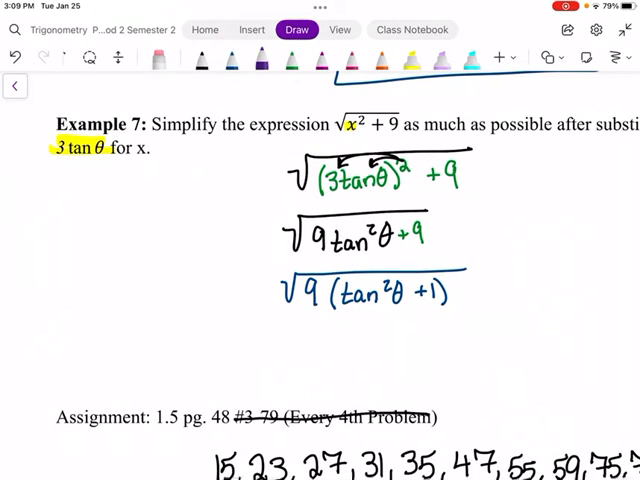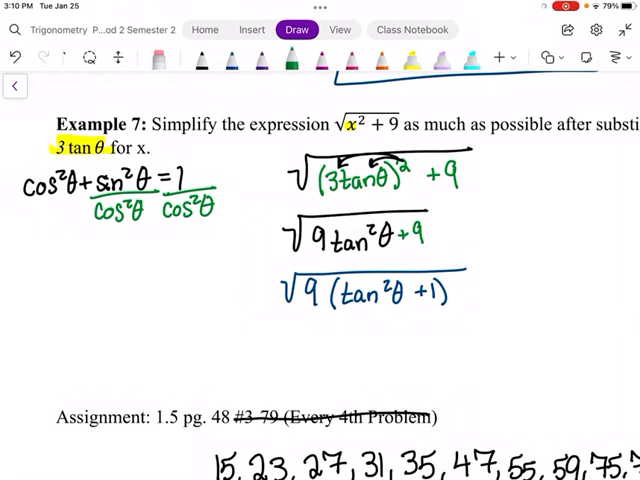Now, if you don't have the tangent squared Pythagorean identity memorized, that's okay. We can still get it from the Pythagorean identity of cosine squared theta plus sine squared theta equals 1. We know tangent is sine over cosine. So we have a sine here that we can divide by cosine squared to get tangent squared. If we divide that by cosine squared, we're also going to divide the rest of the equation by cosine squared as well.